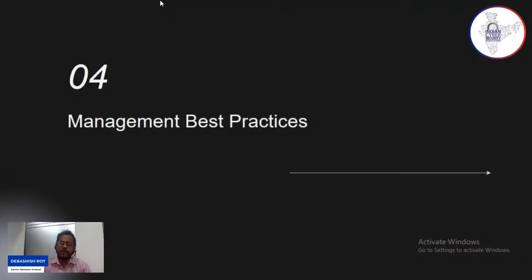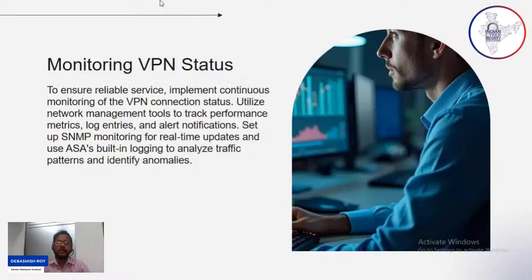Then what are the management best practices for this? So you have to monitor the VPN status to ensure reliable service, implement continuous monitoring of the VPN connection, utilize network management tools to track performance metrics, also set up SNMP monitoring for real-time updates. In the case of the ASA, also enable logging to analyze traffic patterns and anomaly detection.